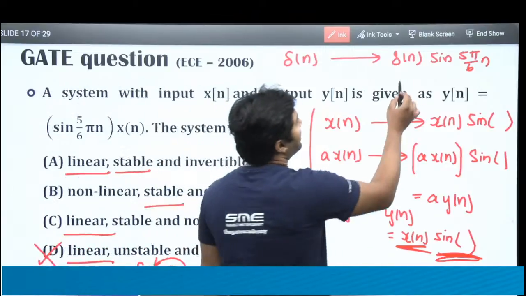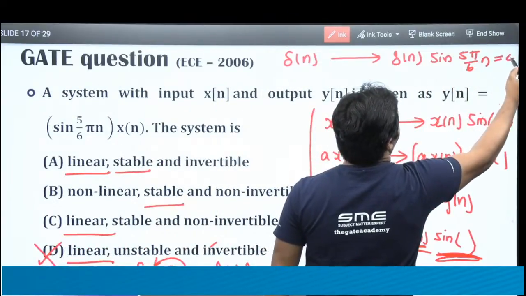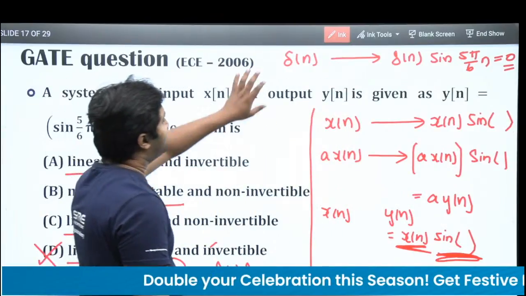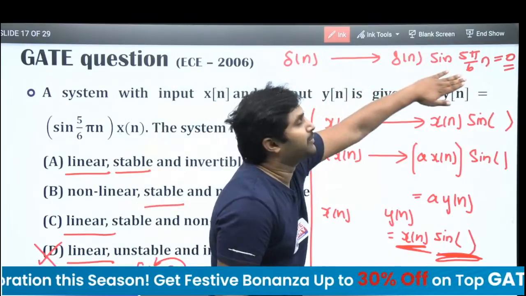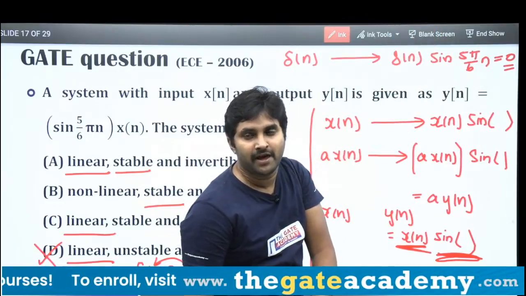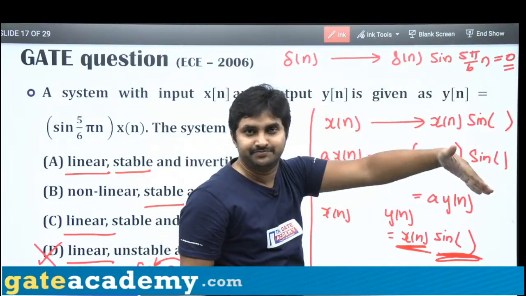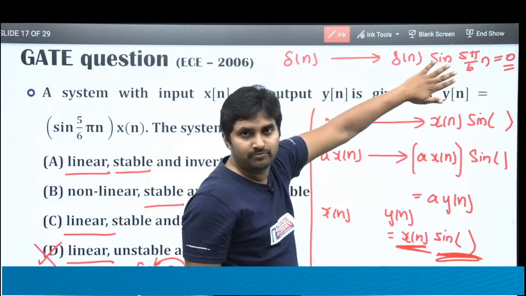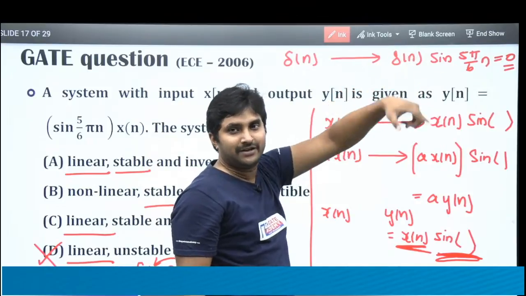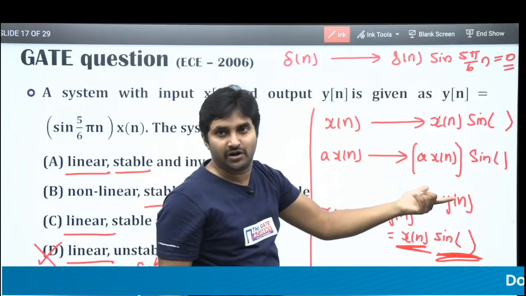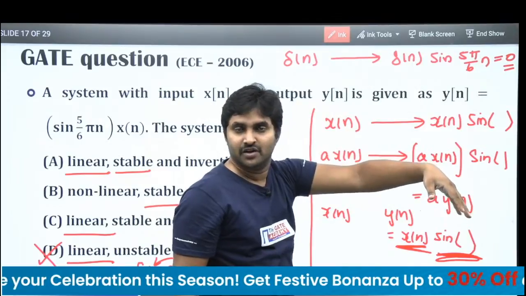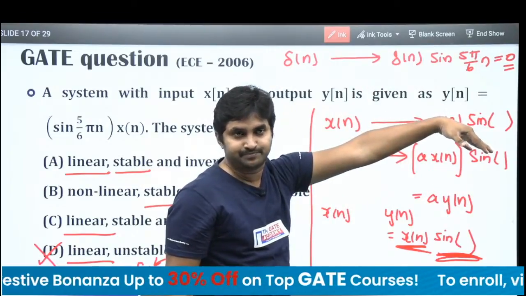If I put n equal to 0 here, this is going to become 0. So I am giving some input, and the output is becoming 0. From 0, can you extract the input back? The output has become 0 now. For a non-zero value of input, the output has become 0. Is it possible for you to extract back the input? Not possible. That is one way of saying it is non-invertible, because from 0, nothing can be extracted back.